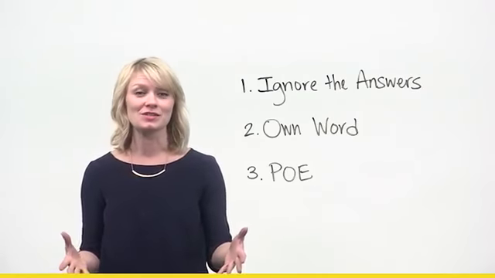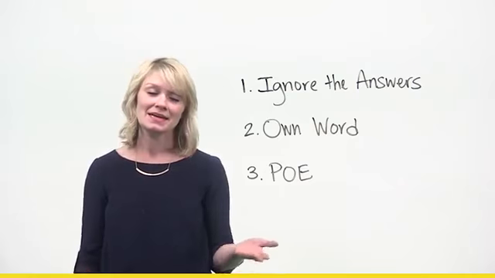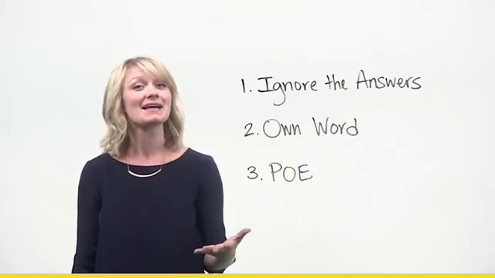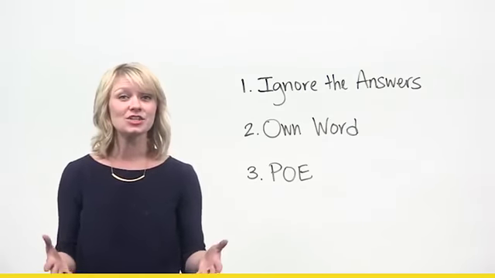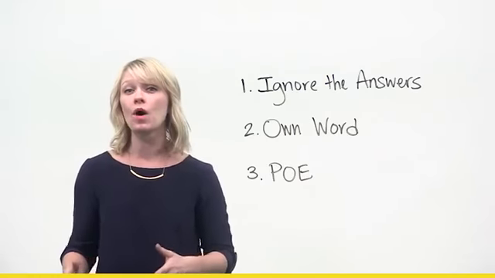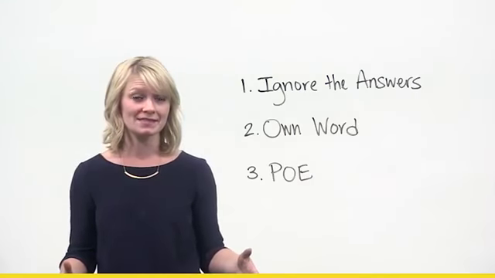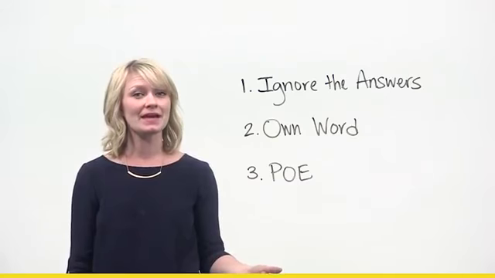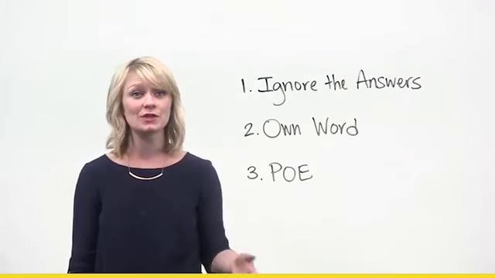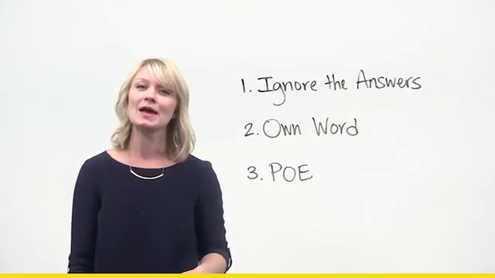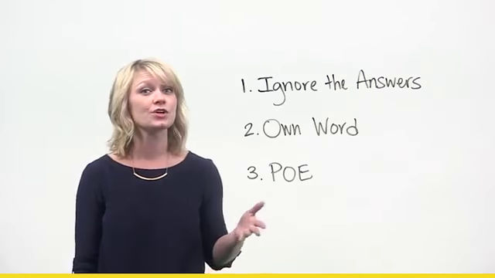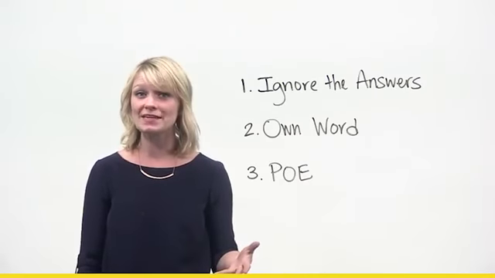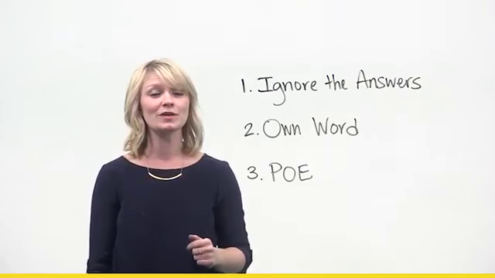Text completion questions are kind of like Mad Libs, except the goal is to make sentences that make sense, not nonsense. On the GRE, text completion questions can have 1, 2, or 3 blanks. For questions that have 2 or 3 blanks, there will be 3 answer choices for each blank. We're going to talk about how to tackle these types of questions using our 3-step approach. Ignore the answers, come up with your own word, and use POE.